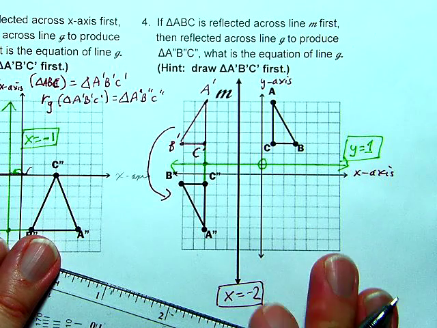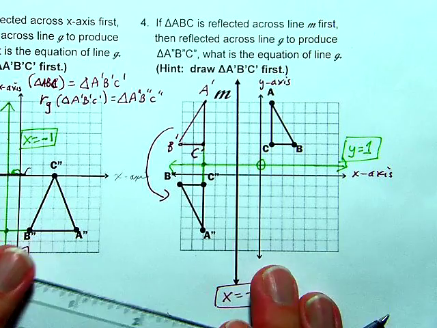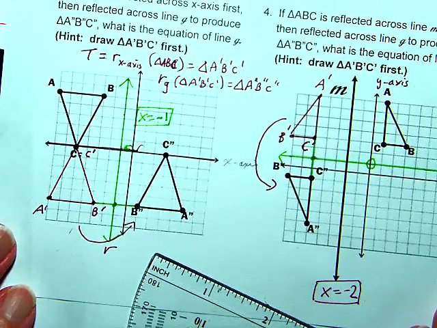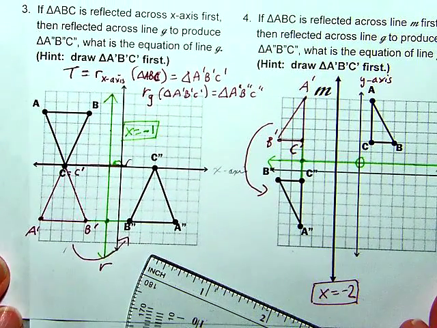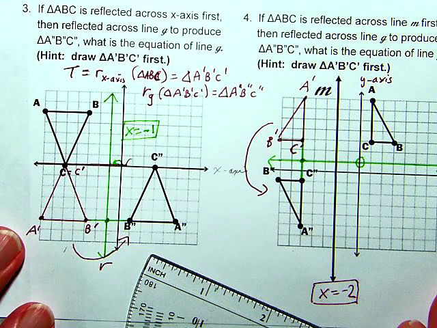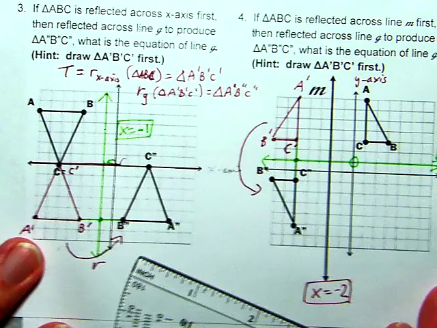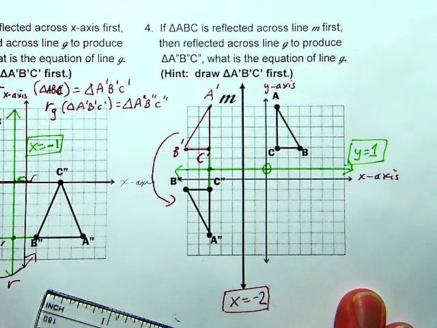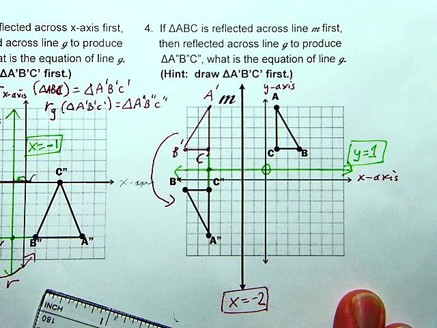So let's review our 2 answers here. The first answer was x equals -1, which was a vertical line, 1 unit to the left of the y-axis. And the answer to 4 was y equals 1, which is a horizontal line that is 1 unit above the x-axis.